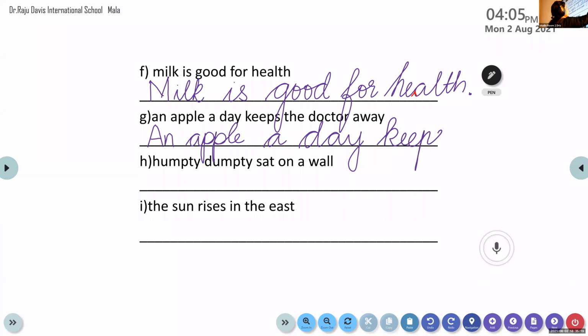Keeps the doctor away. So what do we have to do at the end of the sentence, my dear? Full stop. Very good. That's all. Nothing much. But the only thing is you have to note whether it's the name of a person or a place or a thing. You have special names of persons, places, animals or things. You have to write that. Don't forget, you also have to begin with a capital letter. Okay.